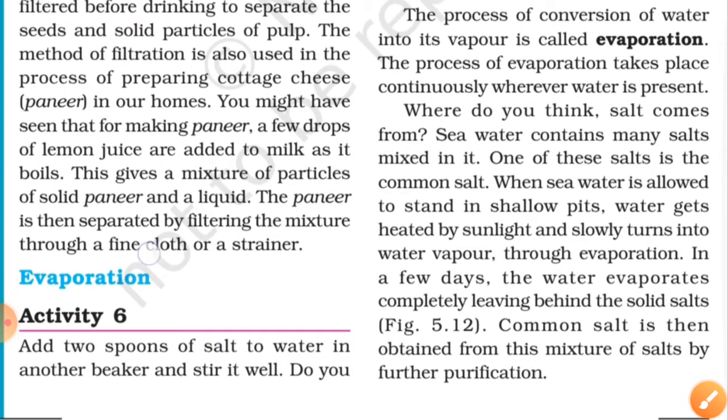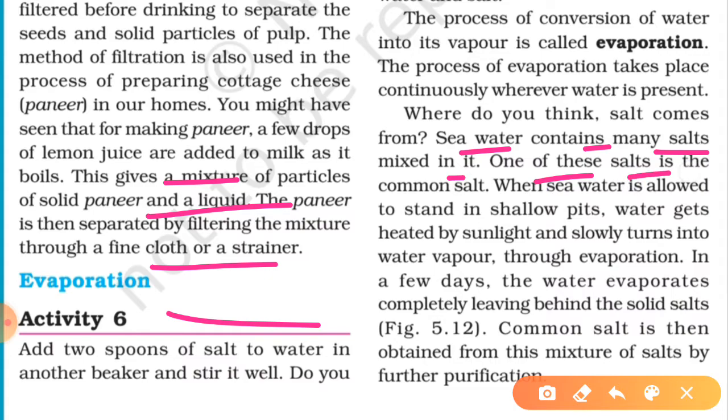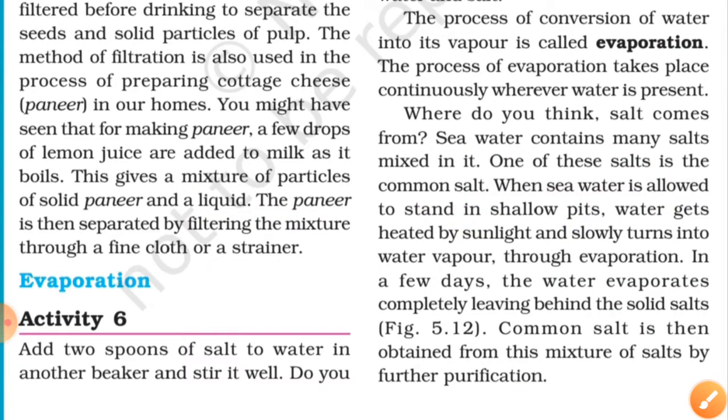And you know how salt is made? Salt is also made by the process of evaporation only. Seawater contains many salts mixed in it. One of these salts is the common salt. When seawater is allowed to stand in shallow pits, the water gets heated by sunlight and slowly turns into water vapor. Through evaporation, in a few days, the water evaporates completely, leaving behind the solid salts. Common salt is then obtained from the mixture of salts by further purification.